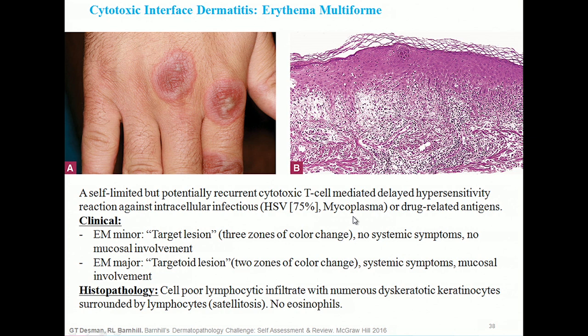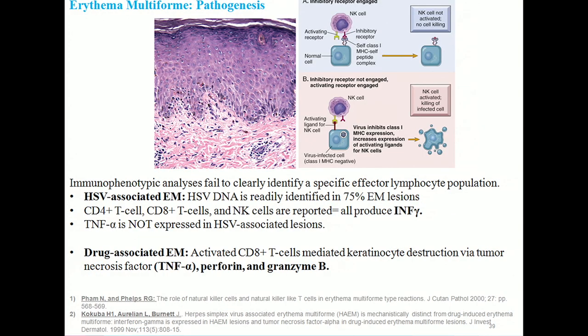Erythema multiforme is the prototype for cytotoxic interface dermatitis. It's a self-limited but potentially recurrent cytotoxic T-cell mediated response, typically against either infections or rarely drug-related antigens. It's a cell-poor lymphocytic infiltrate with numerous dyskeratotic keratinocytes surrounded by lymphocytes. And again, this cytolytosis implies it's immunologically mediated forms of keratinocyte cell death.